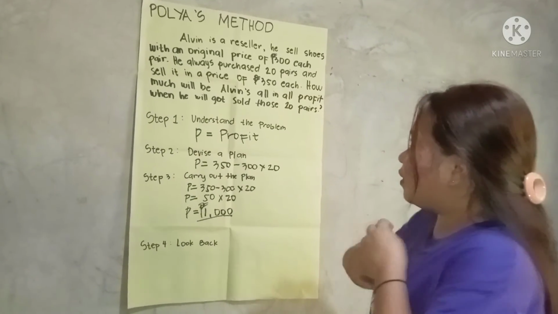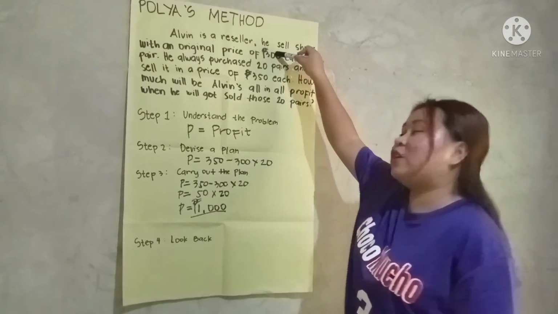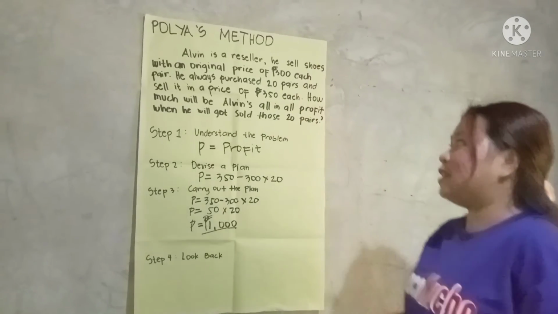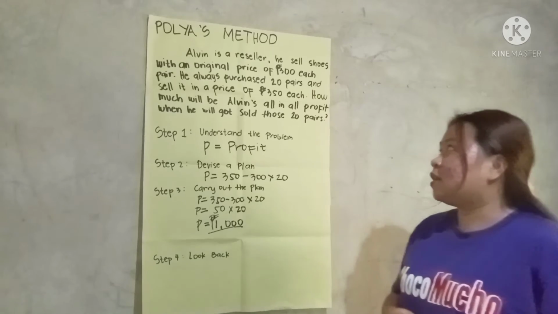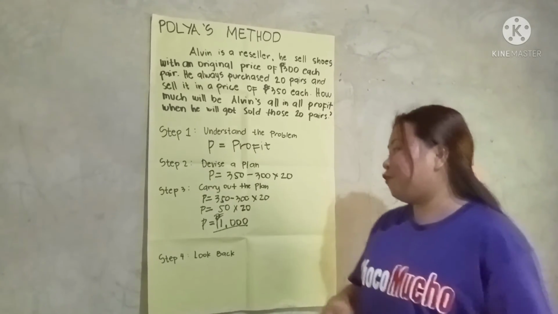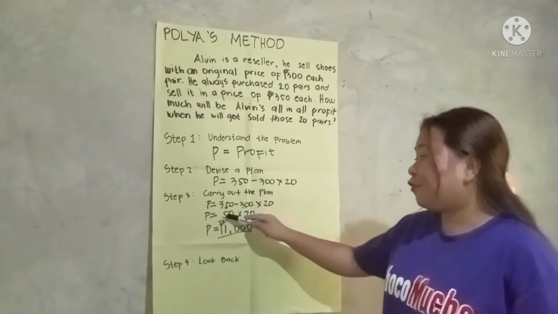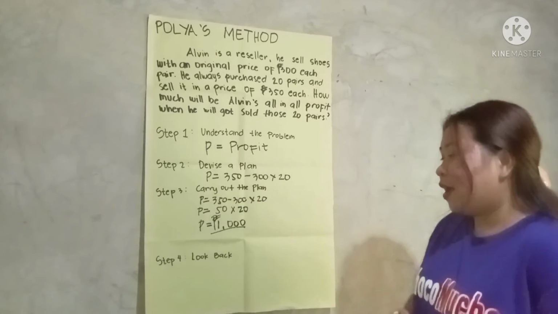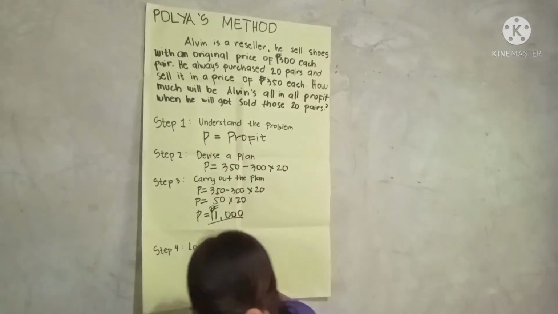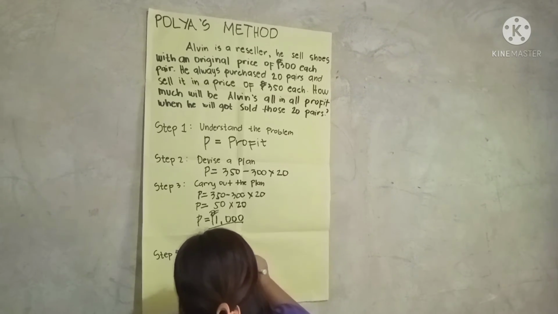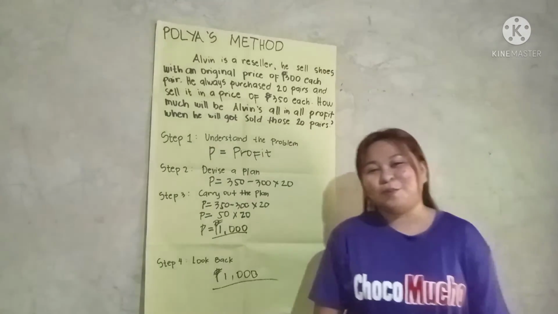So, as it is said in the problem, 300 will be the original price and 350 is the selling price of Alvin. So, in every pair of shoes, he had a profit of 50 pesos and he sold 20 pairs. So, 50 times 20 equals 1,000. So, the all-in-all profit of Alvin in selling shoes will be 1,000 pesos. So that will be Alvin's profit.